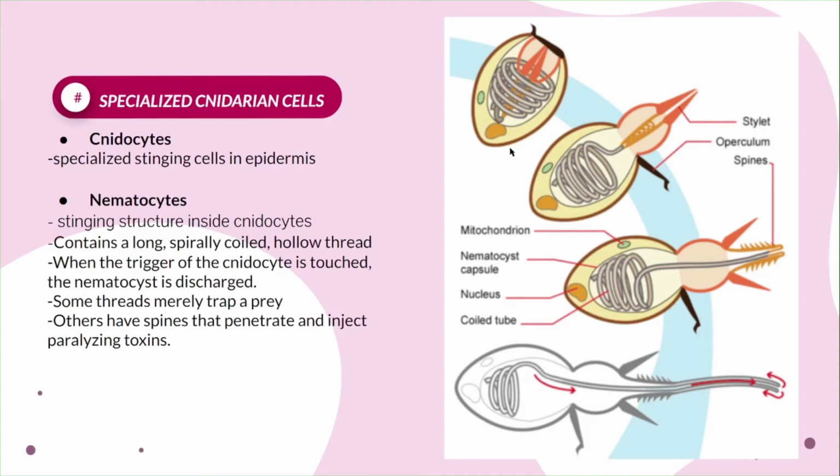The specialized cnidarian cells are the cnidocytes, which I mentioned before, and the nematocysts. The outside is the cnidocyte and the inside is the nematocyst. The stinging structure inside contains a long, spirally coiled hollow thread. When the trigger of the cnidocyte is touched, the nematocyst is discharged. Some threads merely trap prey, and others have spines that penetrate and inject paralyzing toxin.